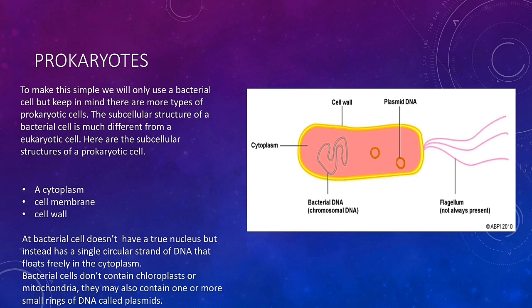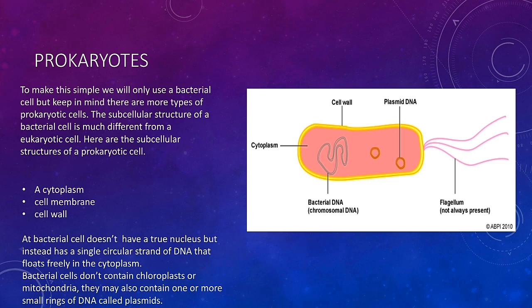Now, moving on to the structure of the prokaryotic cells. To make this simple, we will only use a bacterial cell, but keep in mind there are more types of prokaryotic cells. The subcellular structure of a bacterial cell is much different from a eukaryotic cell. Here are the subcellular structures of a prokaryotic cell.